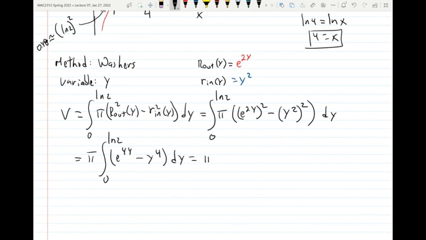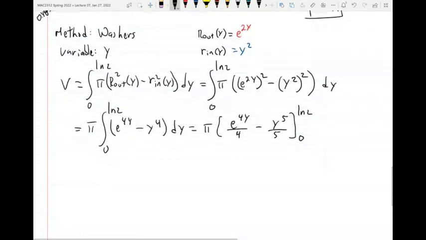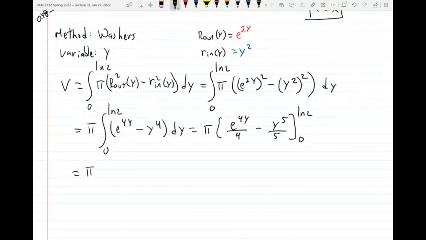So what's the integral of e to the 4y? E to the 4y over 4, very good. And what's the integral of y to the 4? So 1 over 5, y to the 5th, and then we plug in from 0 to ln of 2. And remember, pi is multiplying all of this. So that would be, let's see, 1 over 4.